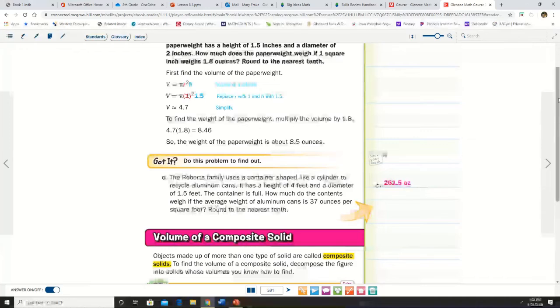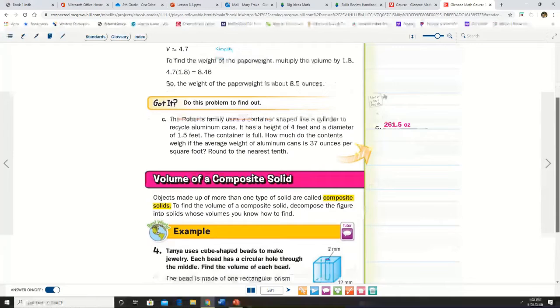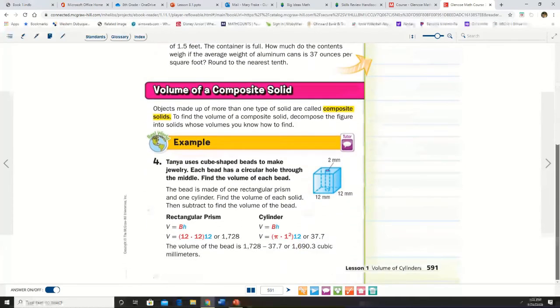Last but not least in lesson 8.1, we're talking about volume of composite solids. So I'm going to talk about this real briefly here. Remember, composite meaning more than one. Solids are three-dimensional figures. So we're going to be looking at situations where we're finding the volume of more than one solid. Again, composite meaning more than one. Solids would be the three-dimensional figures.